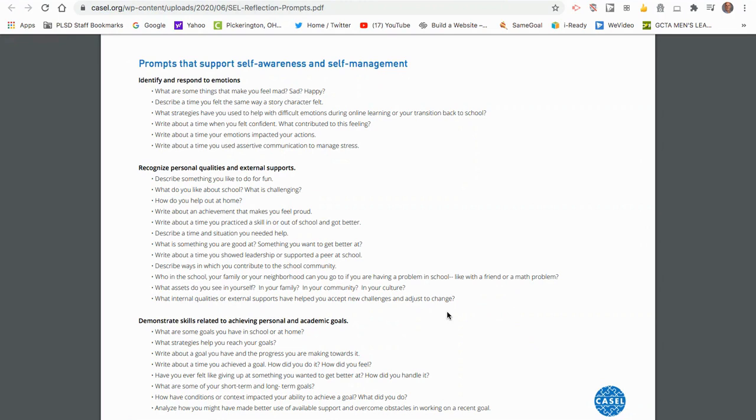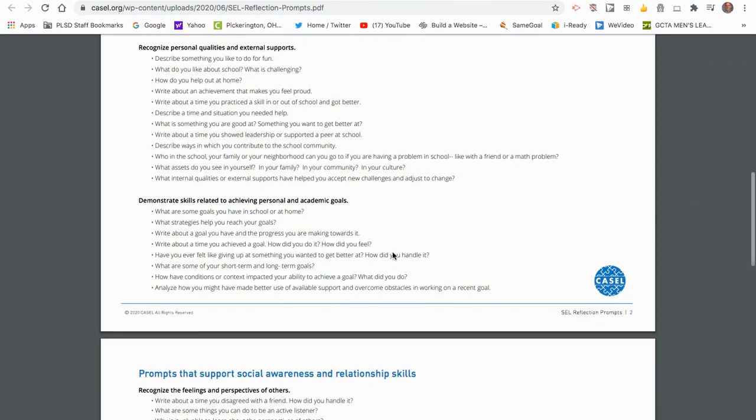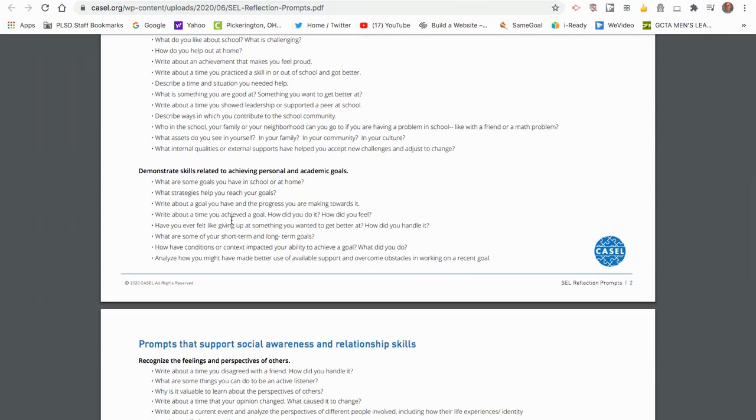You're not necessarily getting academic content, but through this reflection you're going to get a good understanding and connection of the student. It could be personal qualities that they have, like a time they showed leadership and supported a peer at school, or write about a time an achievement made them feel proud. And then again, you're going to learn about them there. It can be related to academic goals, like what are their overall academic goals and what strategies are they going to use to get there.